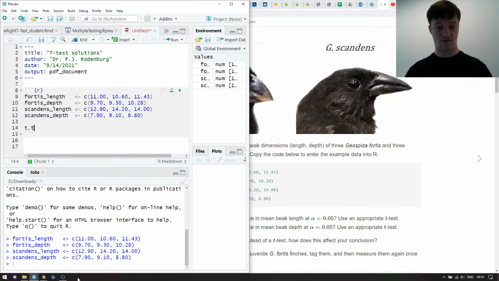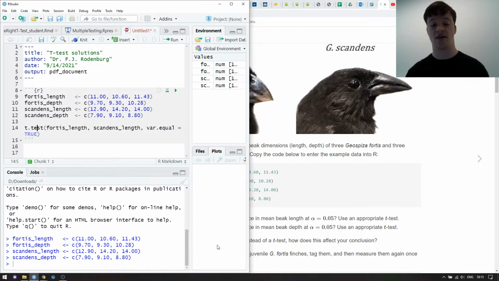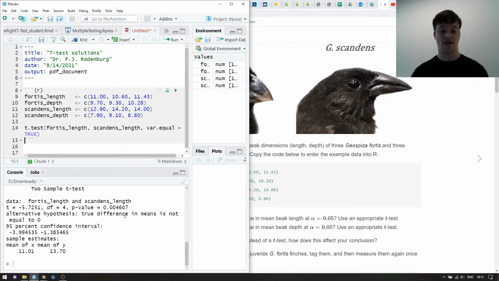So let's do that using t.test, and let's start with the length. I want to compare the length of one species to the length of the other species. This is one option. Another is to choose var.equal is true, which will give you the slightly more powerful version, which in this case I think makes sense. But the other one is not wrong, it's just slightly less powerful. If we run this, we get a p-value, and there is a significant difference in the length, and you can see that the second group, mean of y, is larger than the mean of x.